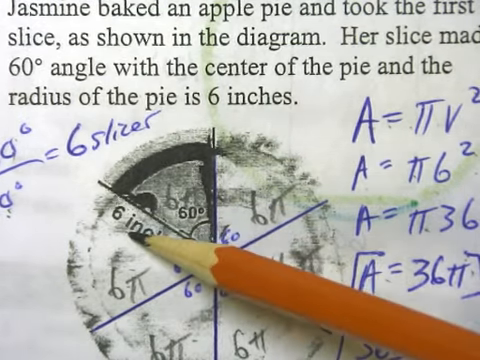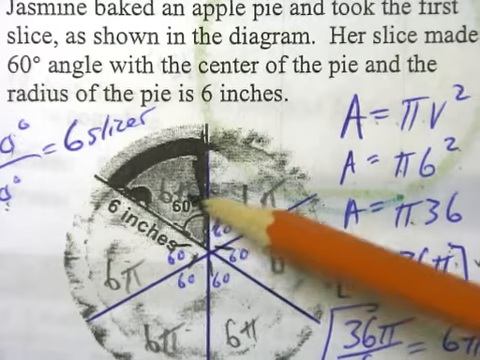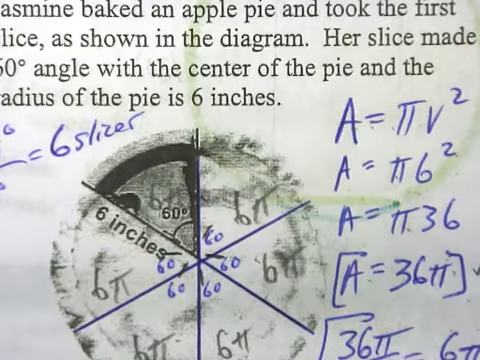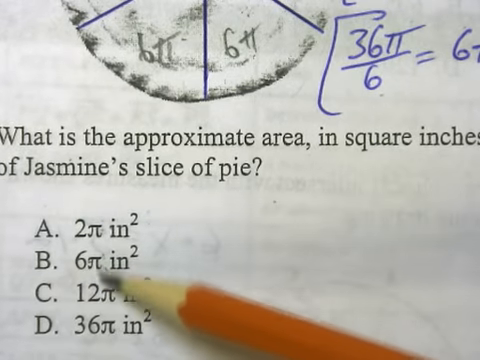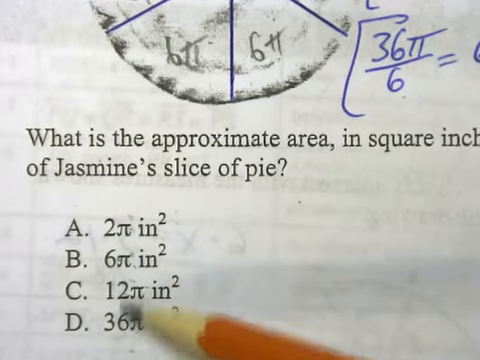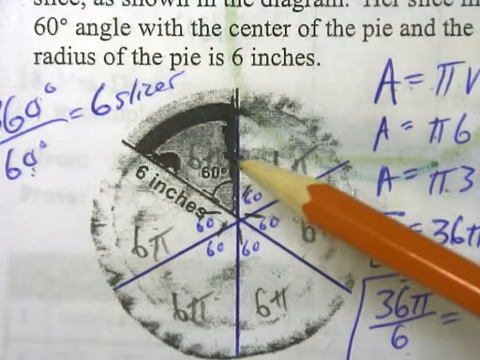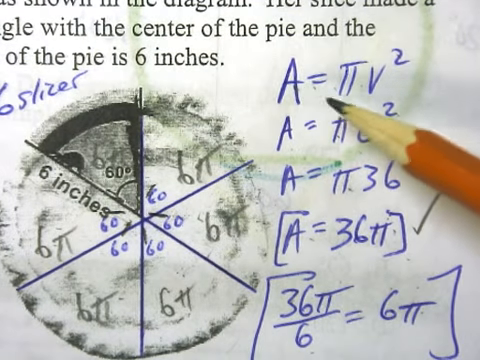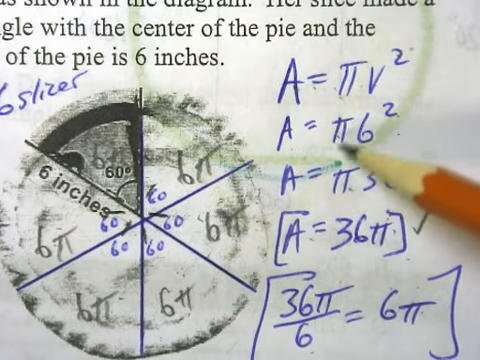Let's move on to number 7. Question number 7, they give me a pie, and they tell me that the radius of the pie is 6 inches, and they tell me that the slice of pie is 60 degrees, and they want to know what is the area of this pie. Well, when you look at all your choices, you know that all your choices are in terms of pi. Remember we talked about that? Well, let's get back to solving the problem.